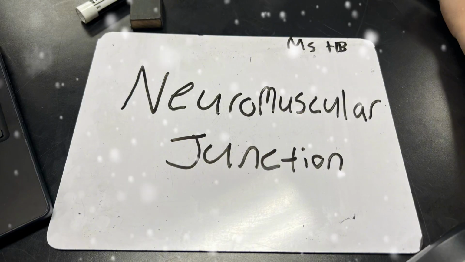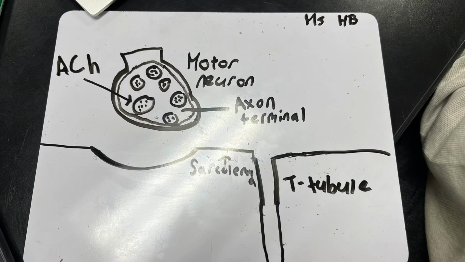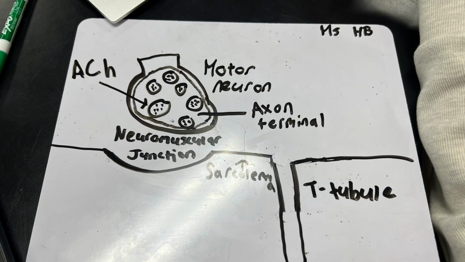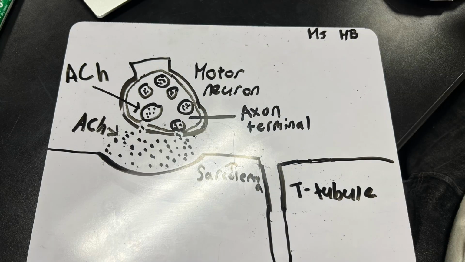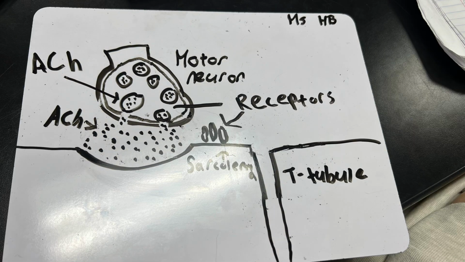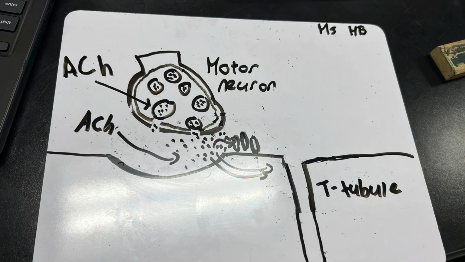Before EC coupling begins, the signal has to reach the muscle. Here at the neuromuscular junction, a motor neuron meets the muscle fiber. When the nerve impulse reaches the end of the neuron, it releases ACH into the space between them. ACH then binds to receptors on the sarcolemma, and that binding starts an action potential in the muscle fiber.